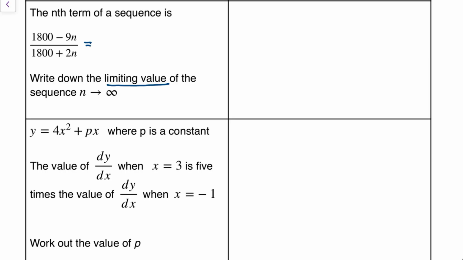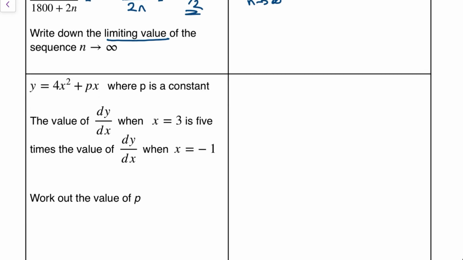Well, 1800 minus 9 trillion is pretty much minus 9 trillion. In other words, minus 9 big numbers. And 1800 plus 2 trillion is basically just 2 trillion or 2 big numbers. So as n gets larger and larger, this is just going to approach minus 9 over 2. Now, when you get to A-level, you write lots of language about n approaching infinity and limiting process and stuff. But for here, you could just write down minus 9 over 2. It's fine because it's a one-step calculation.